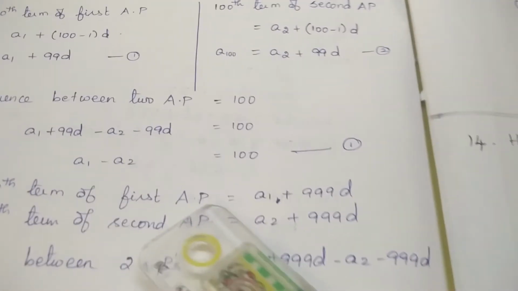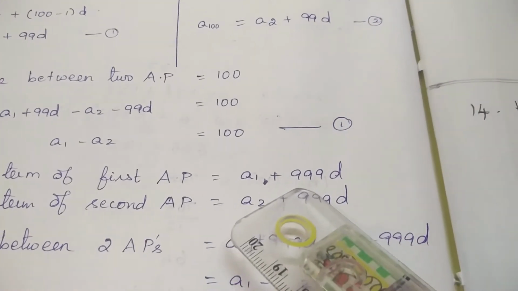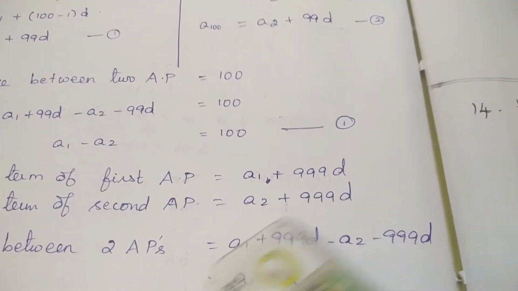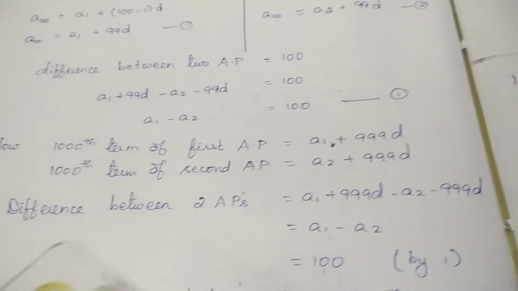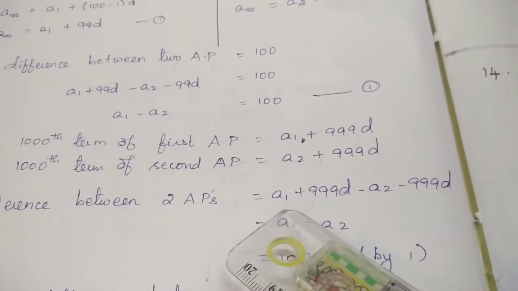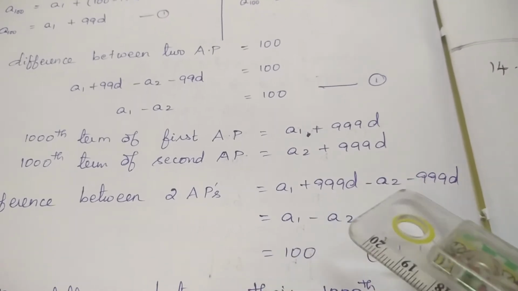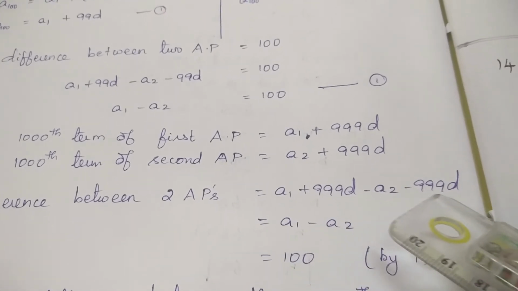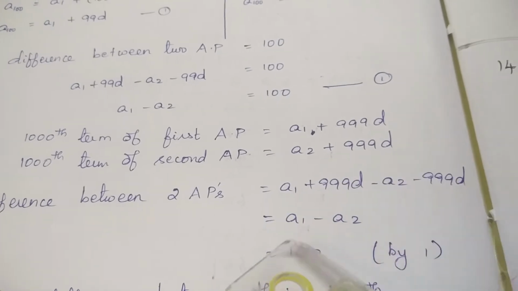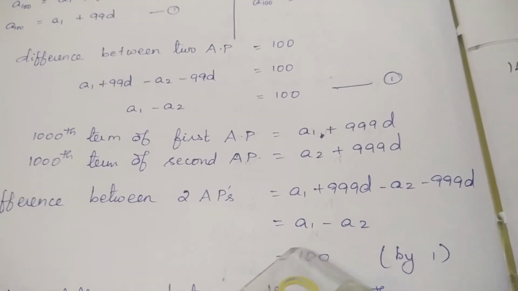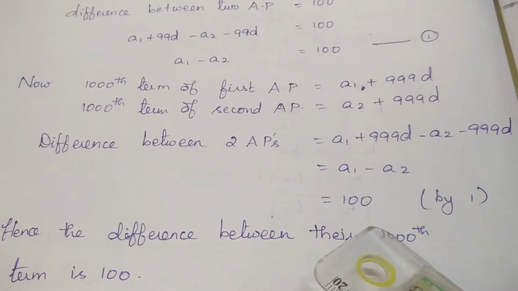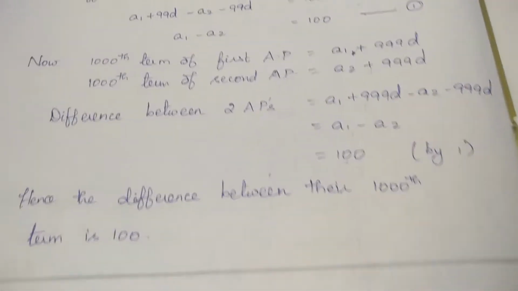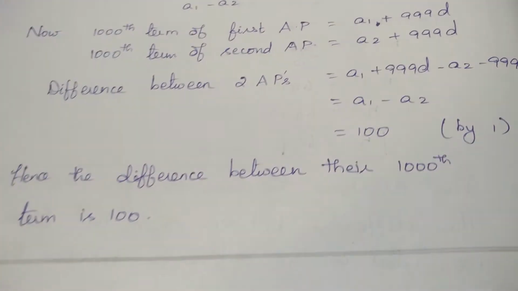Okay. Then for the 1000th term, how will you write AP1? A1 plus 1000 minus 1, so 999d. And then here itself A2 plus 1000 minus 1, 999d. Difference between the two APs means A1 plus 999d minus A2 minus 999d. Subtract this one and get the answer. A1 minus A2 you already found. What answer? 100. The same thing, only 100. So the difference between the 1000th terms is also 100.